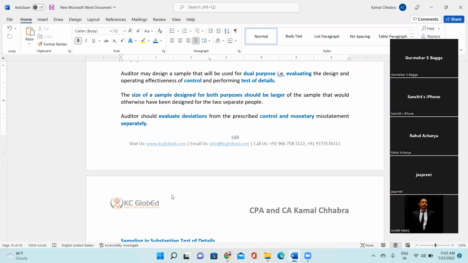Dual purpose testing is those samples which you can use for test of control while testing the attribute, and the same sample you can later on use for the test of detail for testing the value. Right? Whenever you are using dual purpose testing, in that scenario, your sample size would be larger than normal test of control. Right? The size of sample designed for both purposes should be the larger of the sample that would otherwise have been designed for two separate testings.